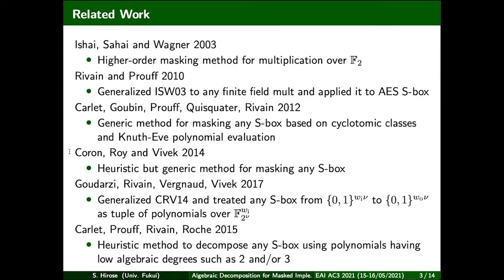And after that, Coron et al. in 2014 presented a heuristic but generic method for masking any S-box. And then Goudarzi et al. in 2017 generalized the method by Coron et al. and treated any S-box as a tuple of polynomials over a Cartesian product over a subfield. And the last one is different from the previous pieces of work. Carlet et al. in 2015 proposed a heuristic method to decompose any S-box using polynomials having low algebraic degrees such as 2 and or 3.